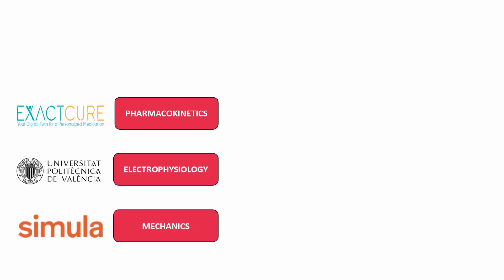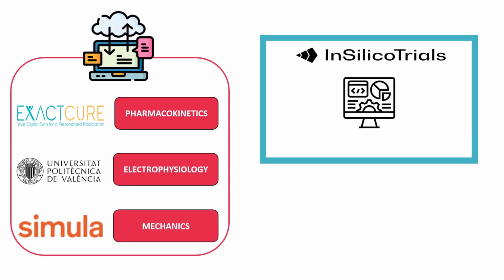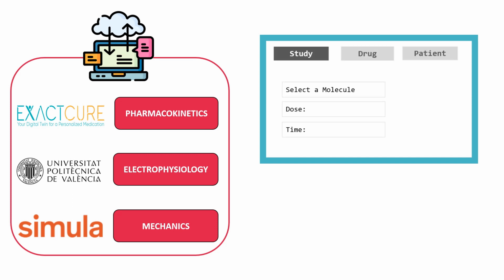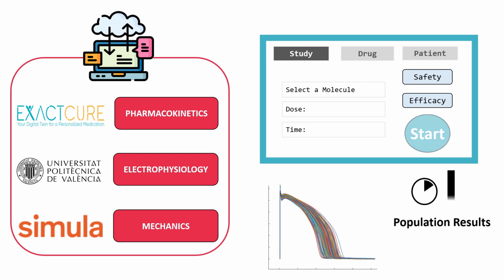The final objective is to have all models and software of the pipeline in a cloud-based platform, a tool on which InSilicoTrials is working on. This will facilitate access to users who want to perform safety and/or efficacy studies to simulate drug effects in population of patients so that results will be obtained faster than in regular tests.